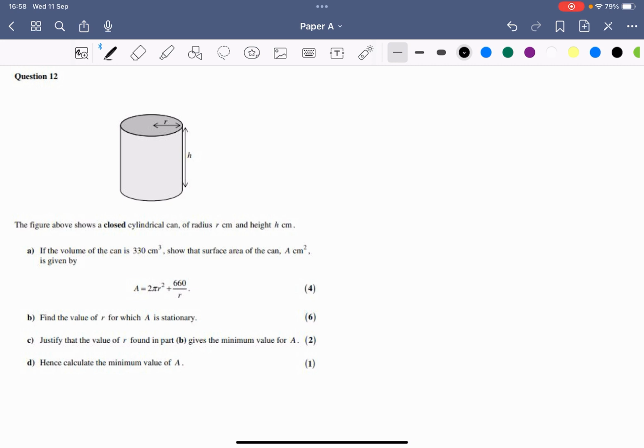Alright, now for question 12, we're given a closed cylinder can of radius r and height h.